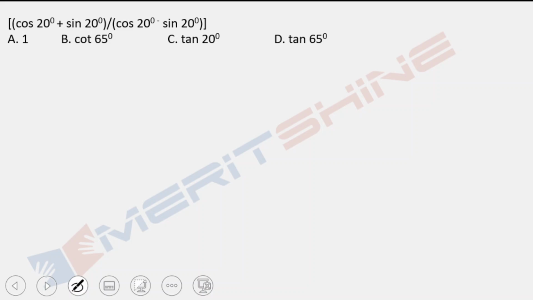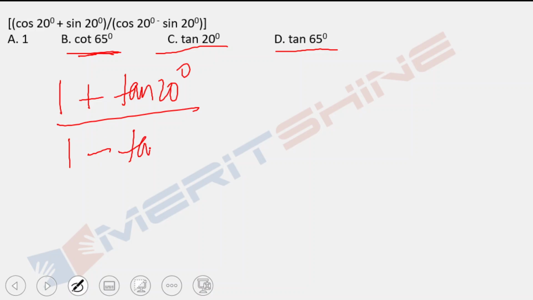Done? Great. So let's see, how do we do it? Now here you'll have to innovate. So cos 20 degree plus sin 20 degree over cos 20 degree minus sin 20 degree. If I have to simplify, I have all the options as cot, tan. So if I have to simplify, do it in the tan formula. So divide the numerator and denominator with cos 20 degree. So in the numerator you will have 1 plus tan 20 degree, and in the denominator you will have 1 minus tan 20 degree.